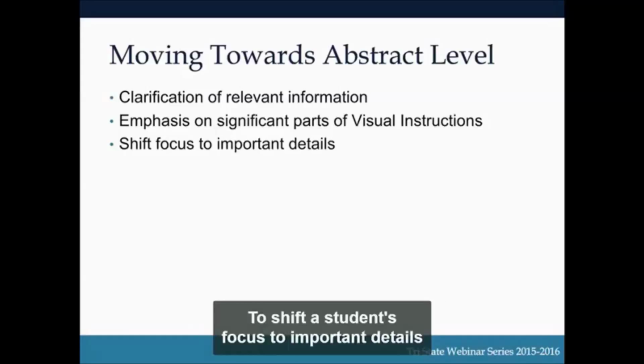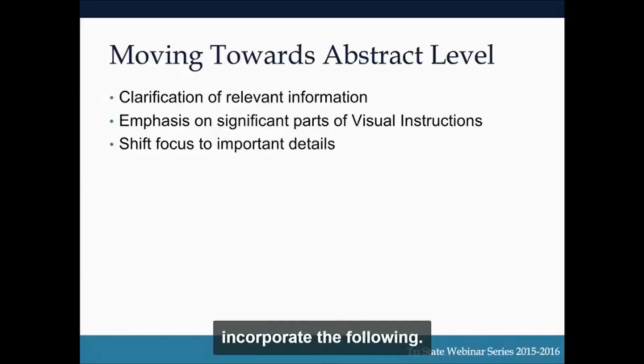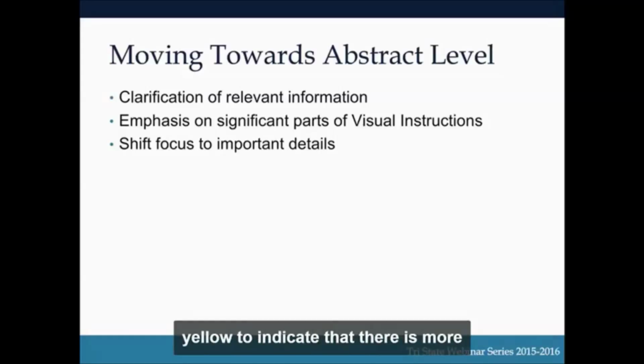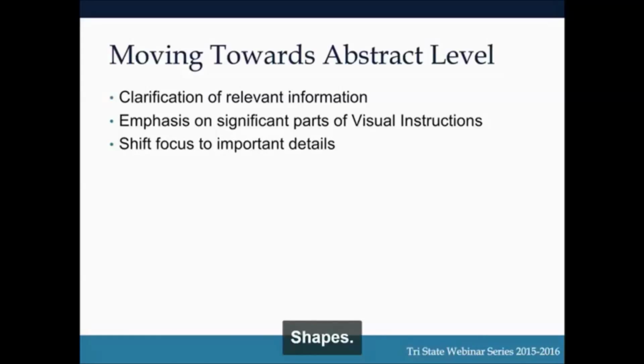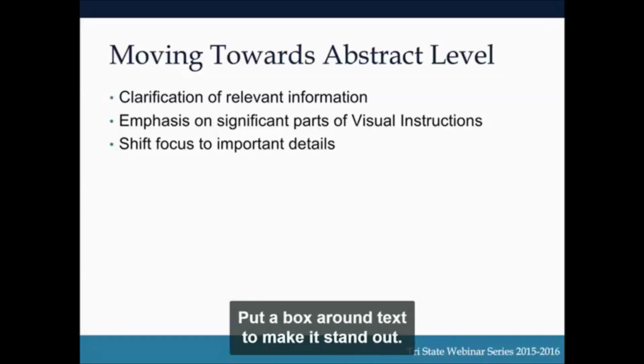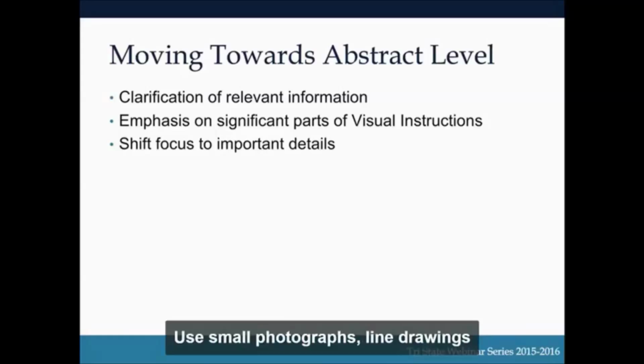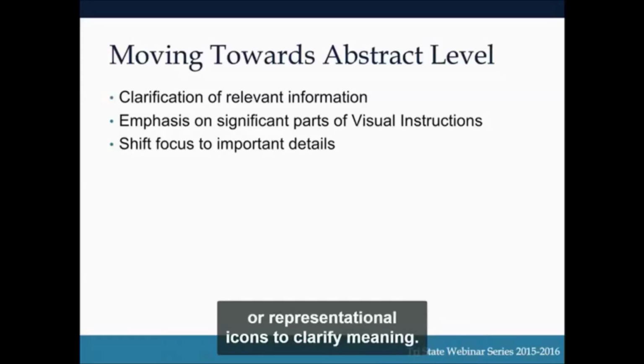To shift a student's focus to important details, incorporate the following. Colors. Use green to indicate where to start, yellow to indicate that there is more, and red to indicate finished. Or highlight openings of containers to make them more visually obvious. Shapes. Circle information. Put a box around text to make it stand out. Add grid lines to visually chunk information. Pictures. Use small photographs, line drawings, or representational icons to clarify meaning.